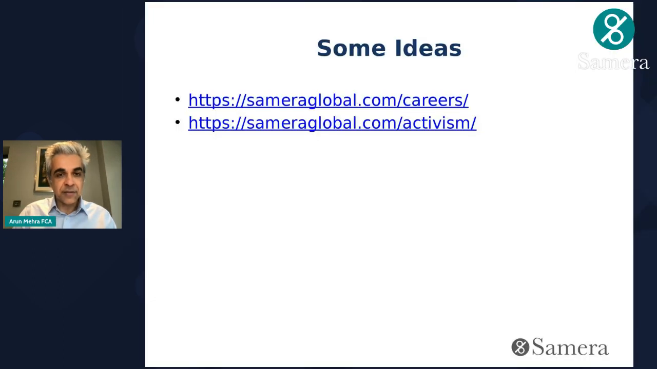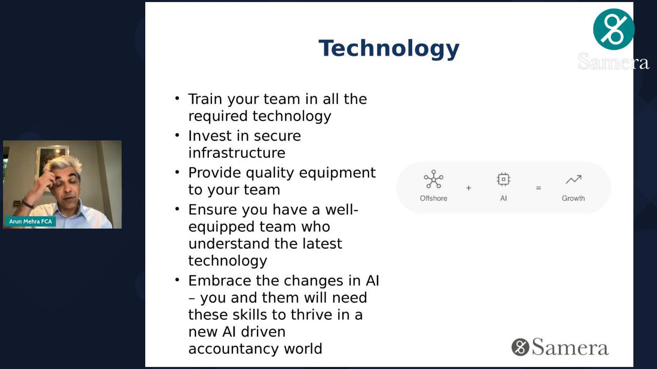Right, let's go back to this slide. Technology is the other area that we focus on. Train your team in all the required technology. Our team all have their own laptops that we provide, which are good equipment. We train them on using the equipment. We invest in secure infrastructure. We train our team in all the required technology. And now with AI changing, we help them embrace the changes in AI, and ultimately give them the skills that they need for growing and developing their skill set.